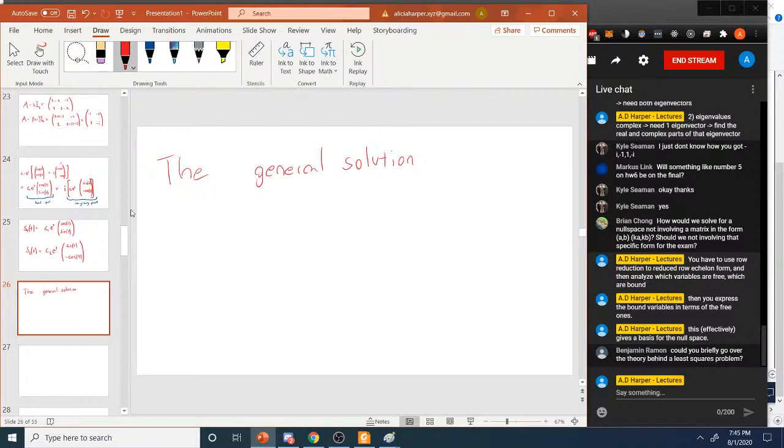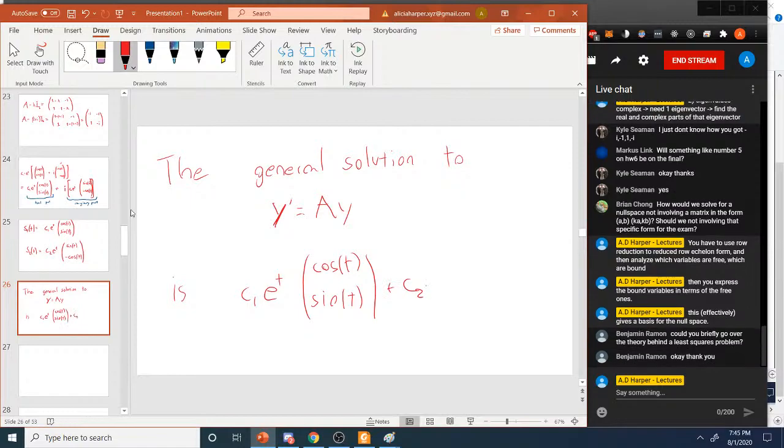So the general solution to y prime equals A times y is c1 e^t times cosine of t, sine of t, plus c2 times e^t times sine of t, negative cosine of t.